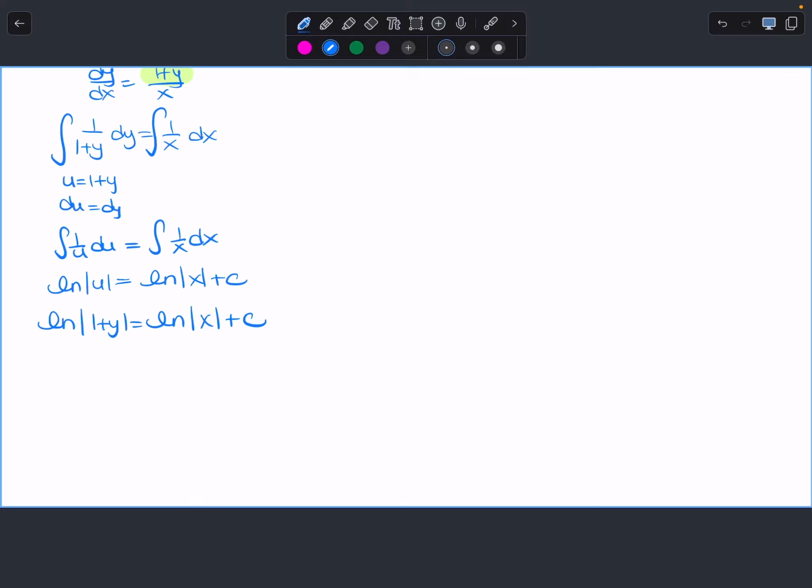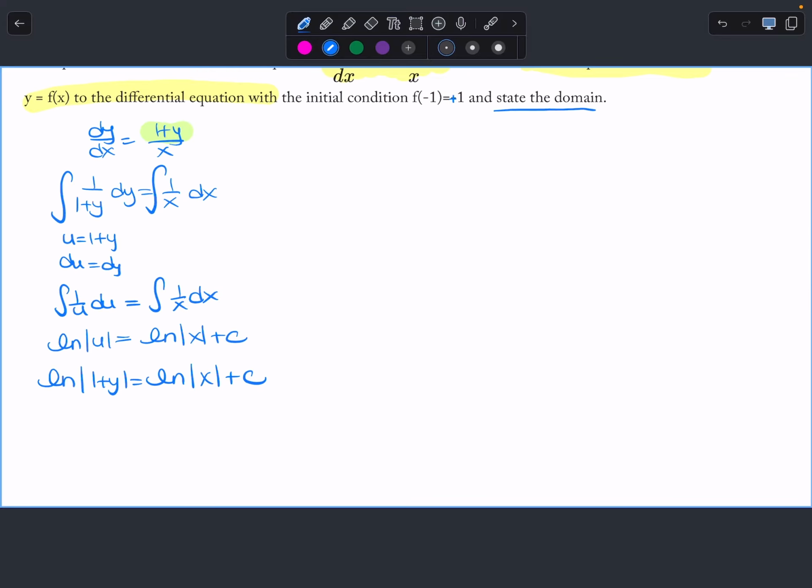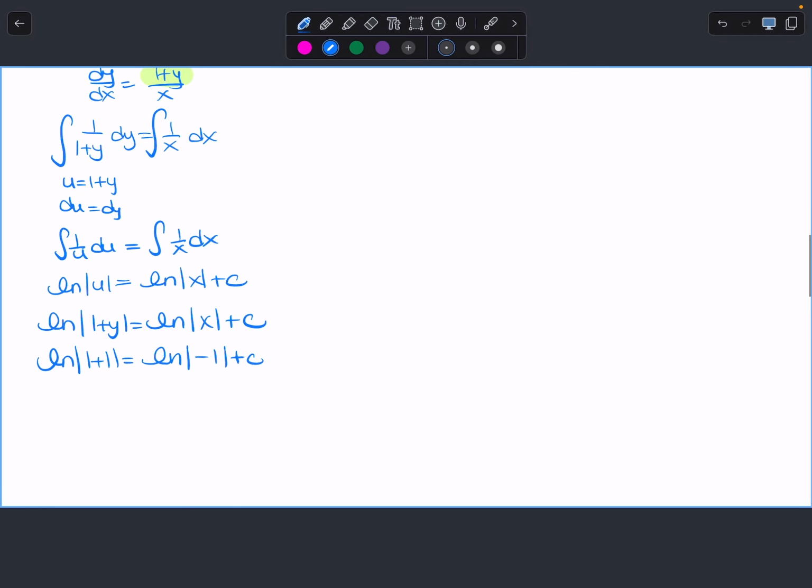So I'm going to solve for c. I got to plug in 1 in for my y. And I got to plug in -1 in for my x. Okay. So I get the ln of 2. And the ln of -1 in absolute value is the ln of 1. The ln of 1 is 0. So I get my c is equal to the ln of 2.